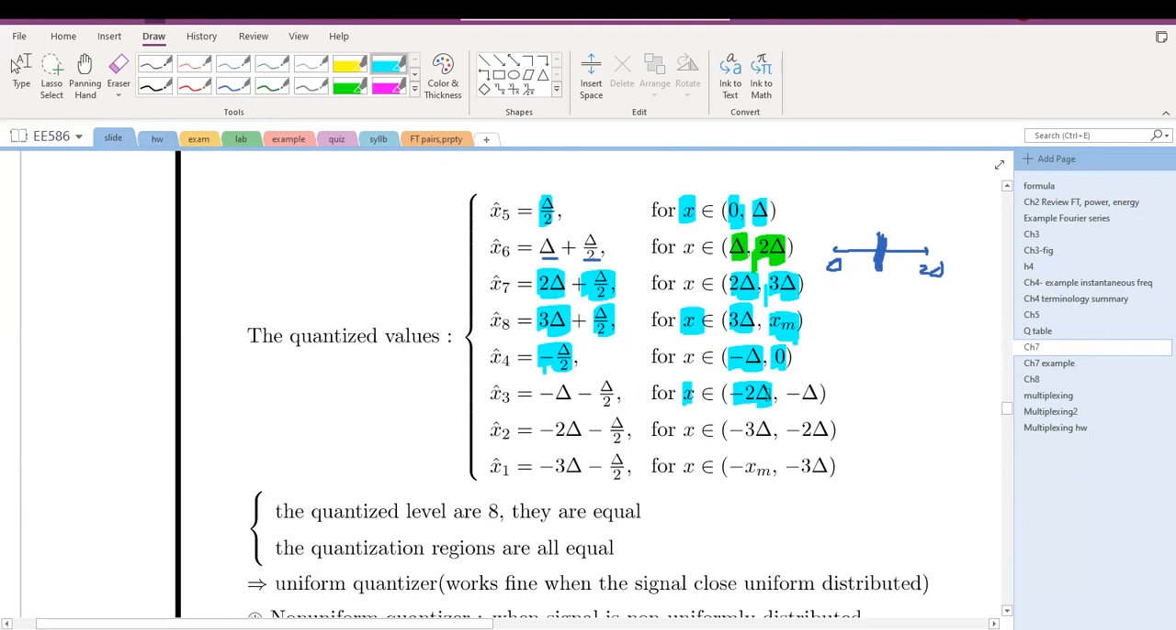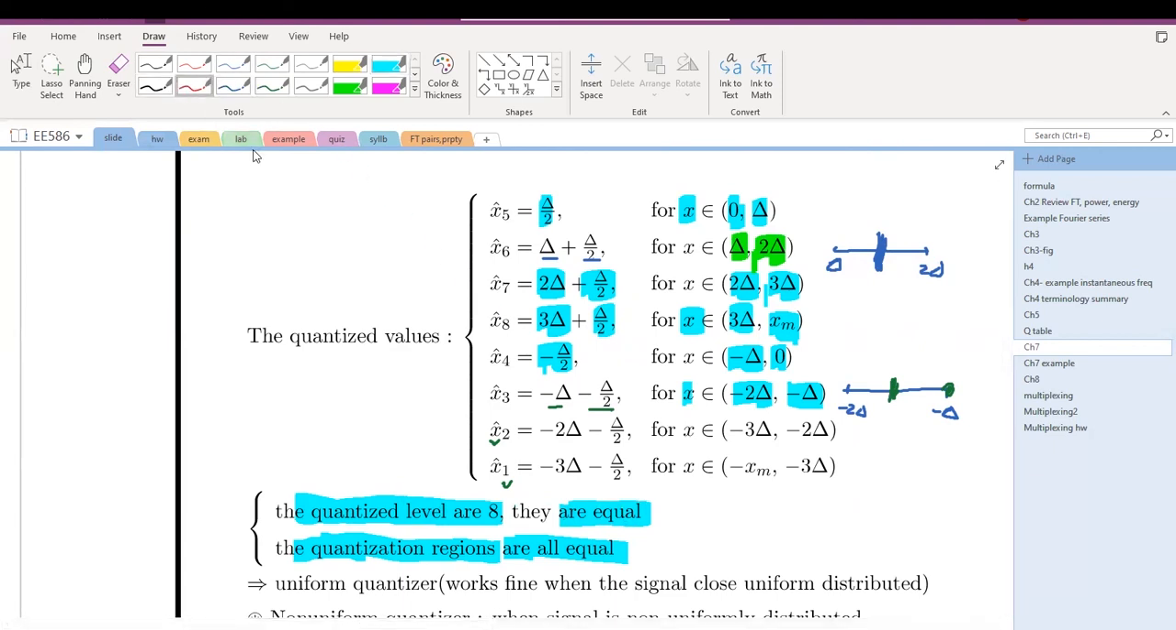When the value is between minus 2 delta and minus delta, still I assign to the middle point. You can see here, minus 2 delta, and this is minus delta. The middle point is minus delta minus half delta. The same thing for the rest of all those assignments. Now we can see for this uniform quantizer, the quantization regions are all equal because we designed a uniform quantizer. The distance between adjacent quantization levels is equal. For example, from x6 hat to x7 hat the distance is delta as well. So therefore, this is a uniform quantizer.